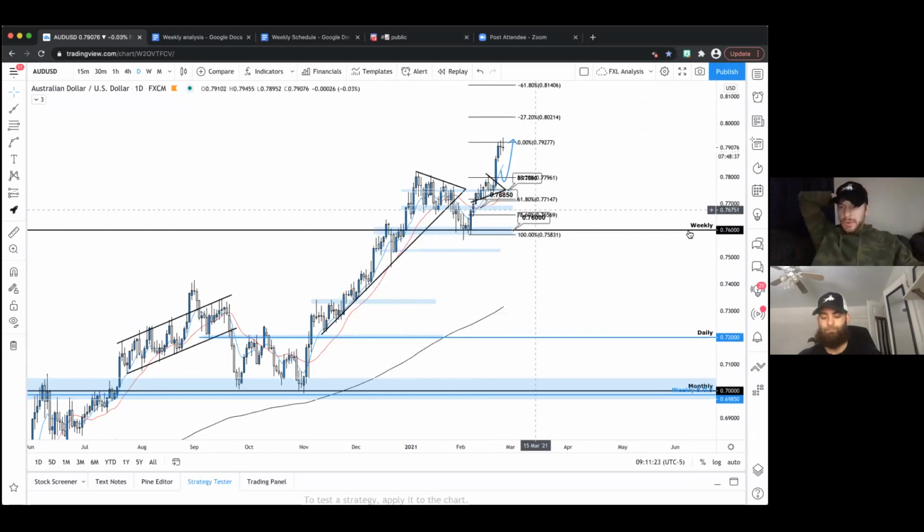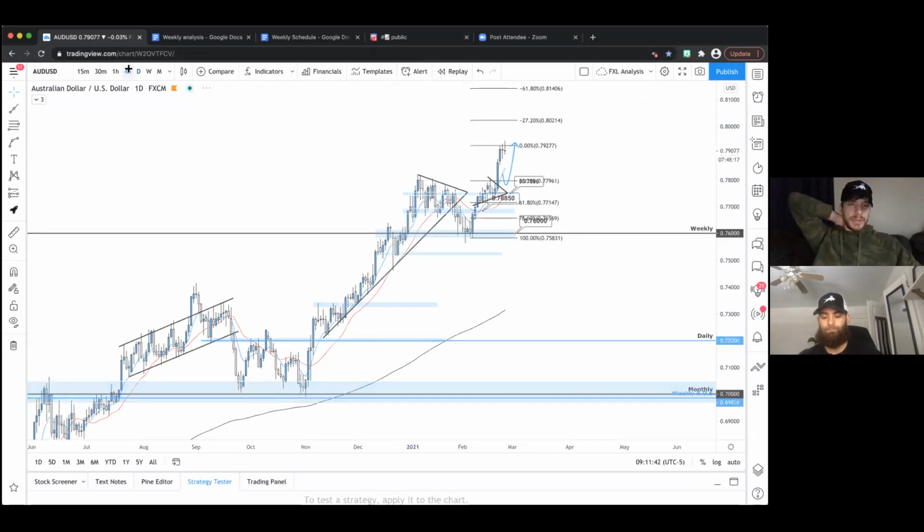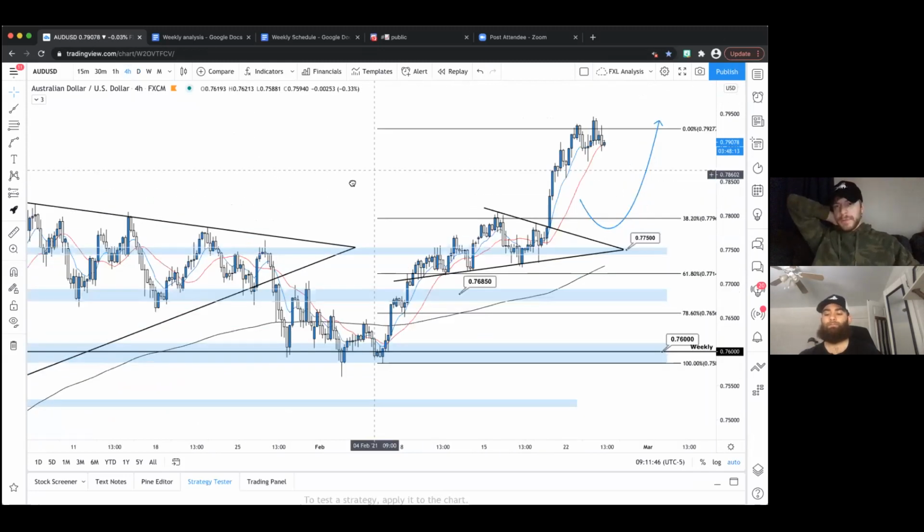Okay, we rallied into our weekly 0.76, tested as resistance, maintained the bullish trend, blew through that level, then gave us a transition of that weekly zone. Here's that higher low, started to rally again. Okay, so AU here is super, super bullish, guys. We are at a high. It's a bit overextended. So let's go to the 4-hour, see what has to happen for us to consider some opportunities here.